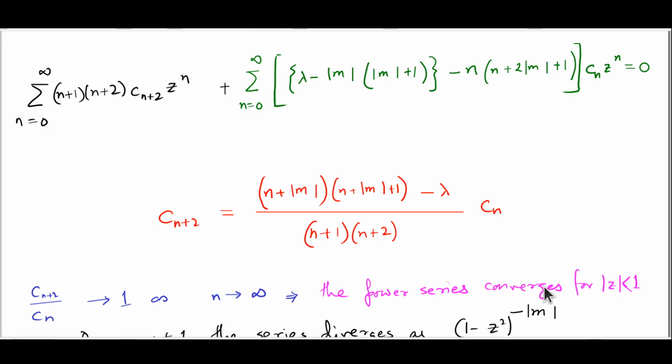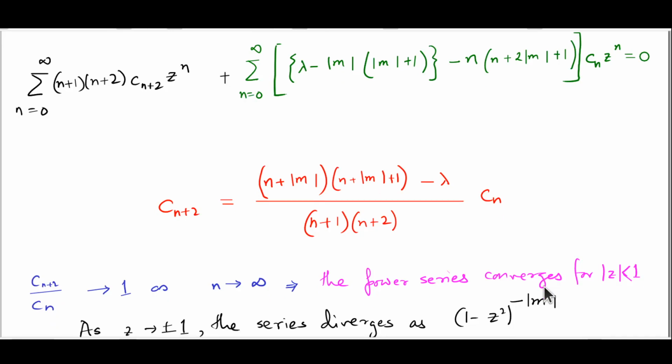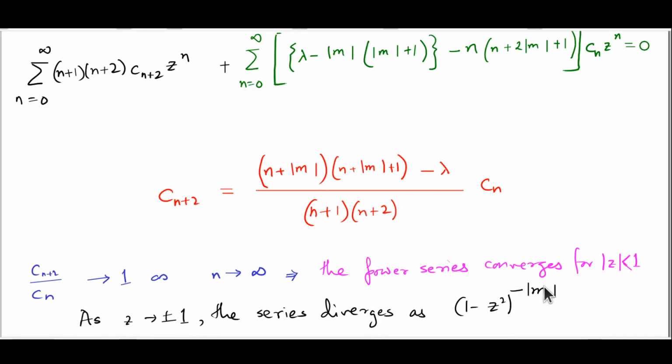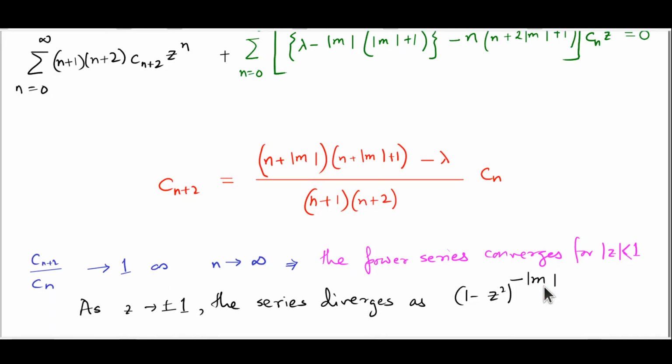And that means that within that distance, the power series is bound to converge. But we are concerned with what happens at exactly z equal to plus 1. And there, unfortunately, the infinite series will diverge at both plus 1 and minus 1. And it will diverge as (1 minus z squared) to the power minus mod m. How do we know that?